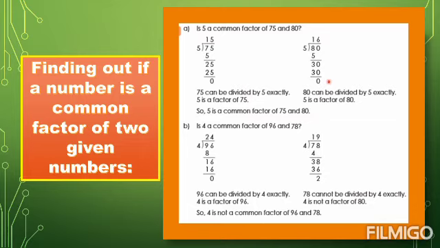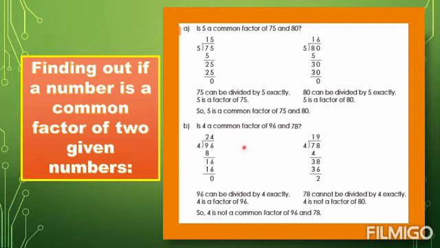Look now, class: 5 is a common factor of 75 and 80. Why? Because both 75 and 80 can be divided by 5. Now, class, we can also say that a number is a factor of another number if we reach 0 here, if there is no remainder. If you end here, class, with no extra number, that means that number is a factor of the number. So we have proven with the two solutions here that 5 is a common factor of 75 and 80.